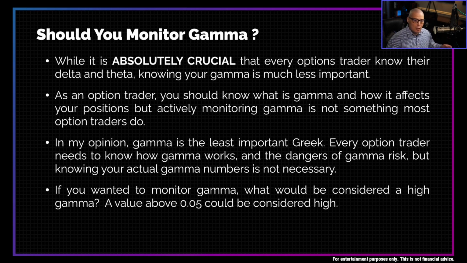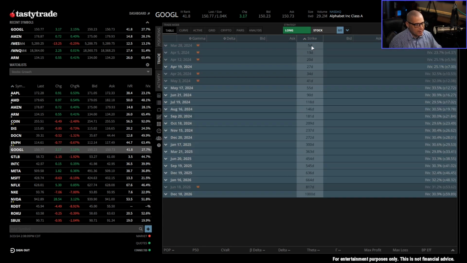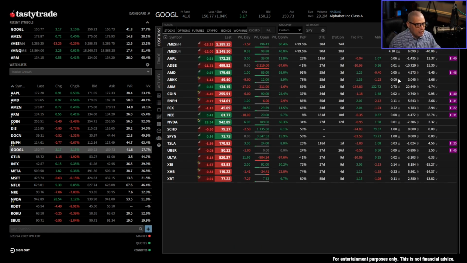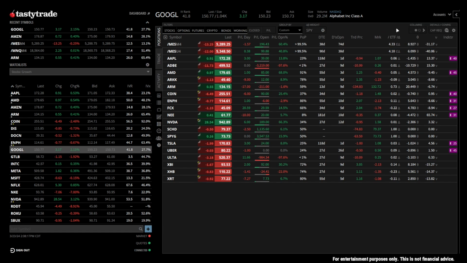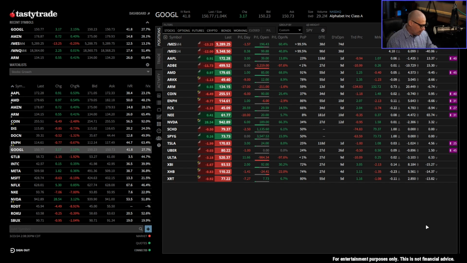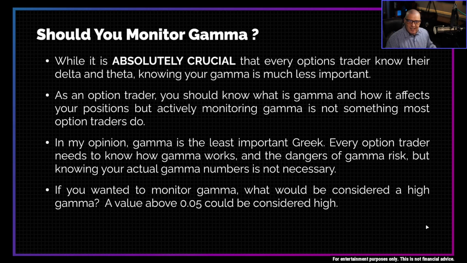Other than that, do you need to know what those actual gamma numbers are? Absolutely not. There's no reason to be monitoring that stuff every day. If I go to my positions tab, see, I'm not even monitoring gamma, for example. I'm monitoring my deltas, of course, because that's by far the most important Greek. I also have my theta numbers here. I even have my vega numbers, which we'll get to maybe in a future video. I don't even bother putting gamma on my positions tab because it's not something that you really need to monitor. You need to know that gamma risk is a real thing, and you need to know to avoid gamma risk. And once you know that, you're good.